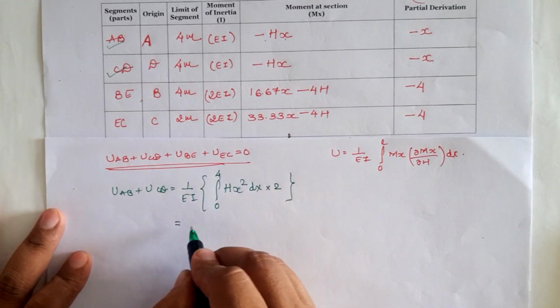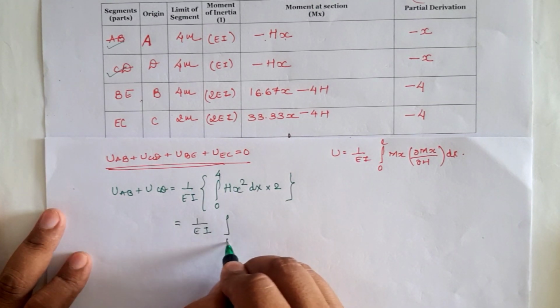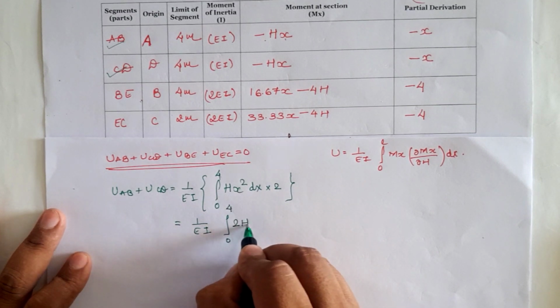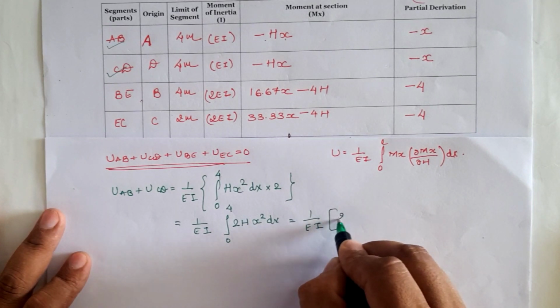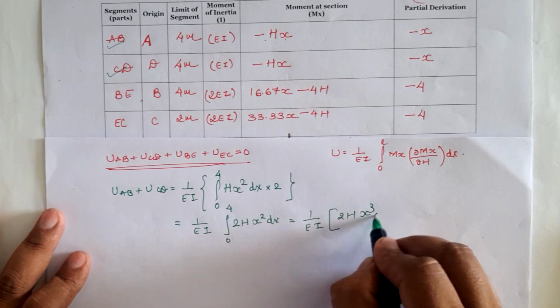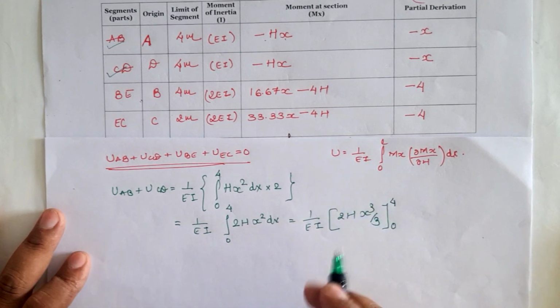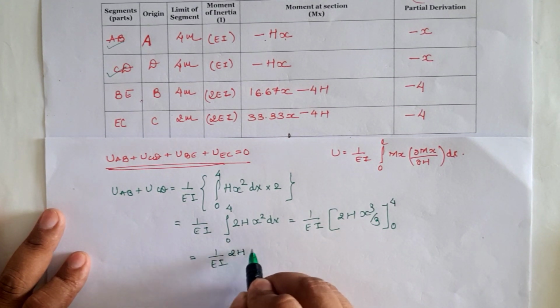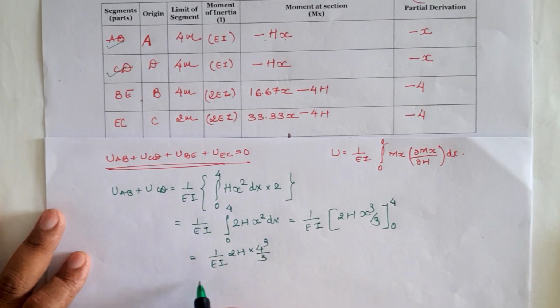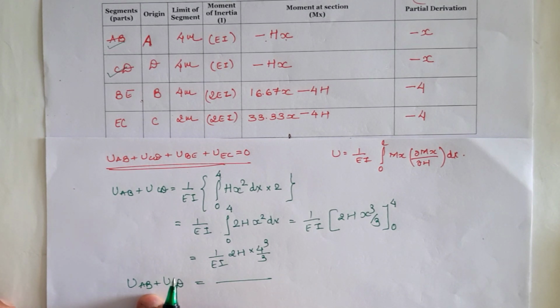Now solving this term we have 1 by EI, constant, 0 to 4, 2 Hx square dx, and the integration of x square dx is x cube by 3, with limit 0 to 4. Now closing this limit, we will have the summation of strain energy in the AB and CD segments as 1 by EI, constant, and the rest of the term is equal to 42.67 H.